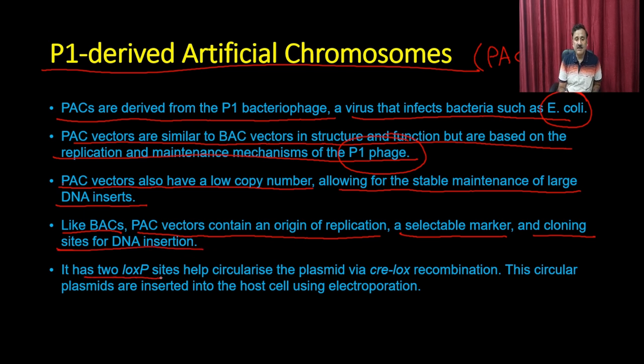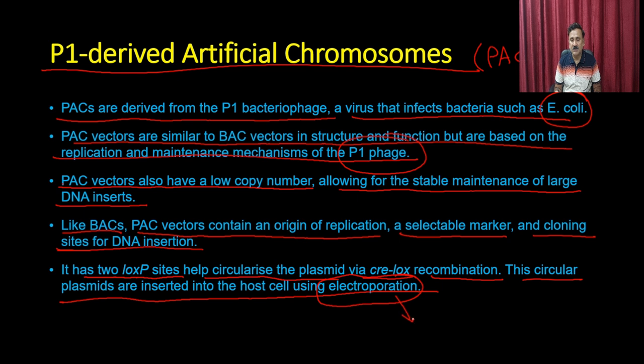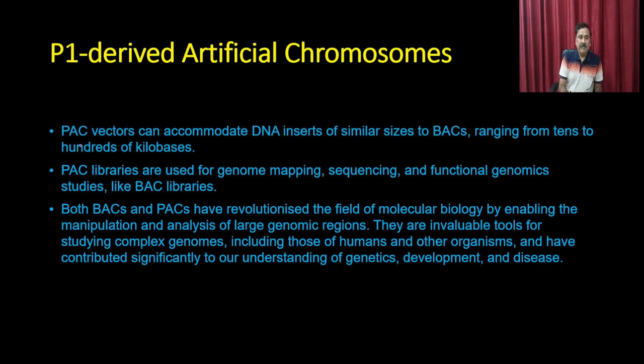It has two loxP sites to help circularize the plasmid during Cre-lox recombination. These circular plasmids are inserted into the host cells using electroporation. So, these are some of the transformation methods. Electroporation is a transformation method through which you can deliver the DNA into the host cells. We are going to discuss this when we discuss DNA delivery in the next chapter. Then the PAC vectors can accommodate DNA inserts of similar size as BAC, ranging from 10 to hundreds of kilo base pairs.